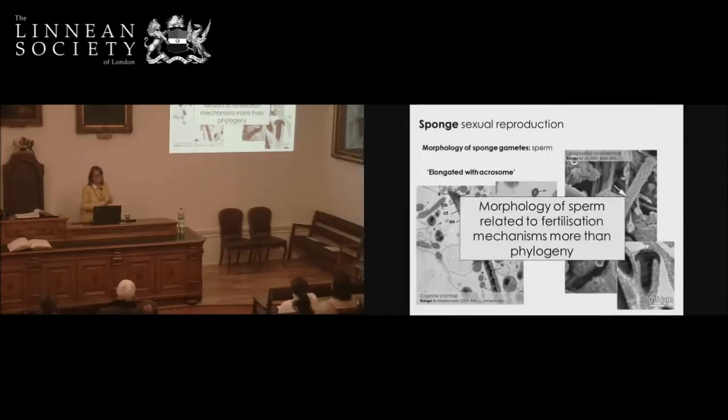So what we found is actually that the morphology of a sperm is related to the fertilization mode. Because what happens in these cases where there is elongated sperm is that this sperm is not floating in the water, it's injected into the tissue of the female sponge. So it has to swim into a very viscous medium, so it has to be elongated in order to be able to swim inside. And that's why they have this elongated sperm.